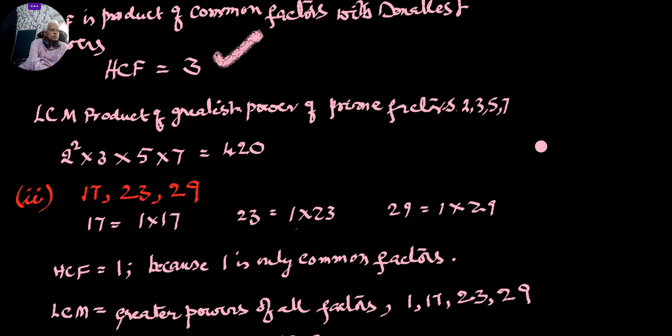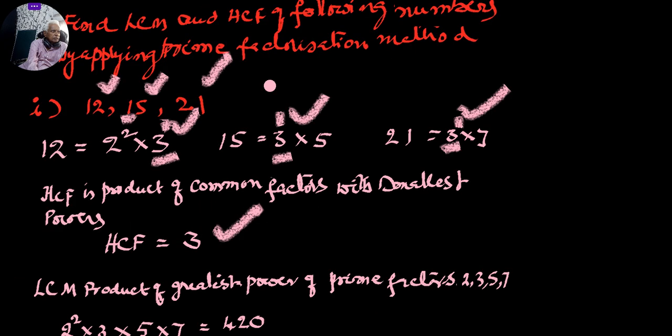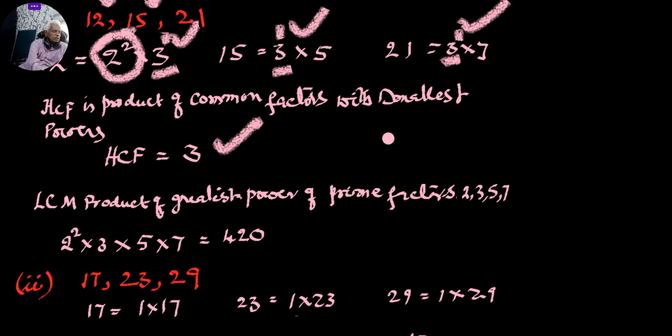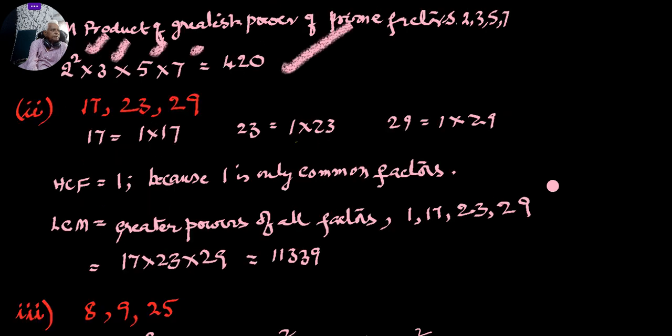LCM is the product of greatest powers. Here among 2 and 2 square, 2 is not common, so the 2 square should be taken as it is. Okay, I have taken it as it is. 2 square times 3 times 5 into 7, 420.